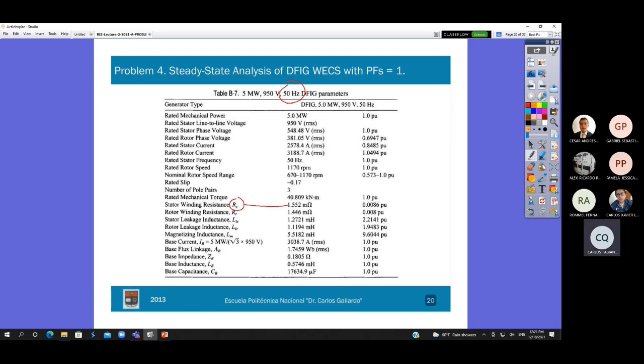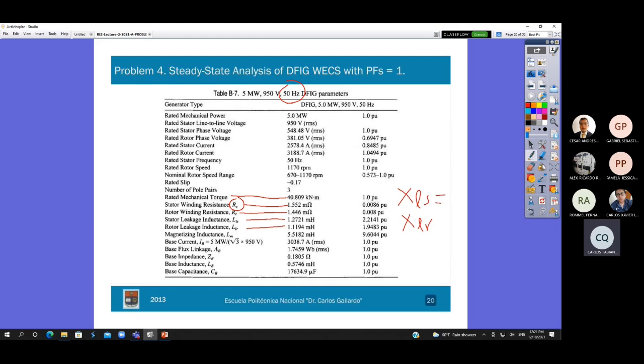Pay attention to the rated mechanical torque. And besides, I need the rotor winding resistance, this value. The stator leakage inductance, the rotor leakage inductance, but I don't need the leakage inductance. What I need is the leakage reactance. So I need to compute the stator leakage reactance, and the rotor leakage reactance.